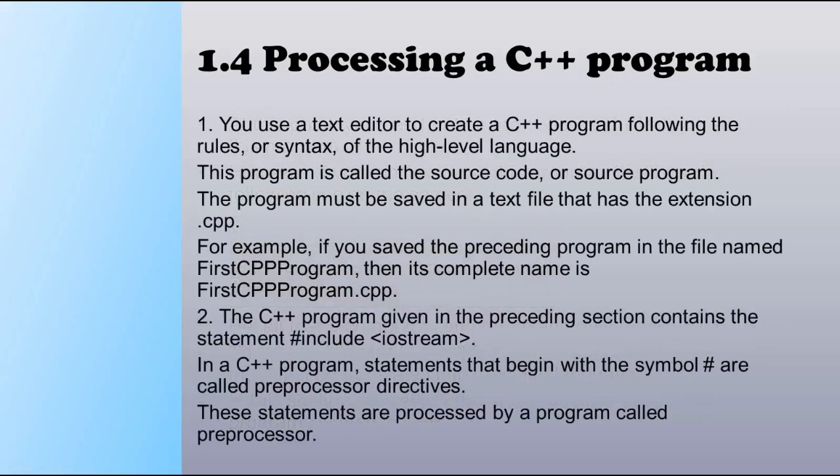The first step is to use a text editor to create a C++ program following the rules, or syntax, of the high-level language. This program is also called the source code or source program. The program must be saved in a text file that has the extension .cpp. For example, if you saved the preceding program in a file named first CPP program, its complete name is first CPP program.cpp.